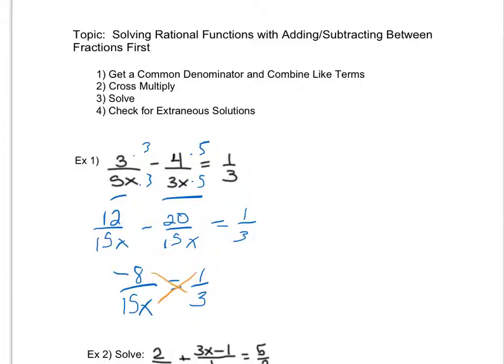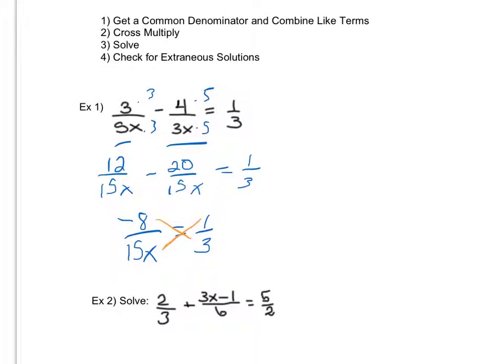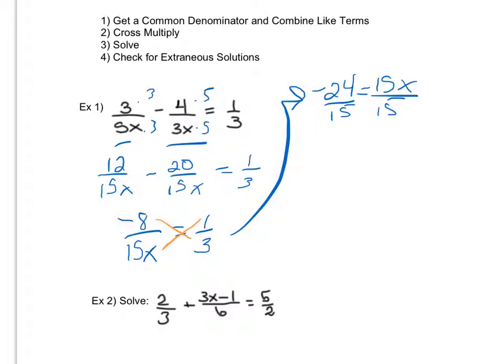Doing that gives me negative 24 equals 15x. I'll divide both sides by 15. 24 and 15 can both be reduced by 3, leaving me with negative 8/3 equals x.